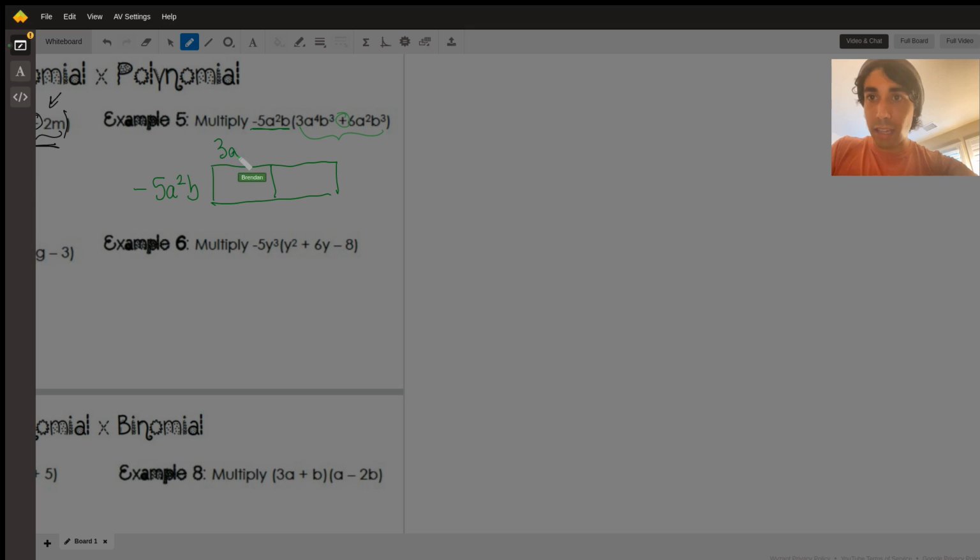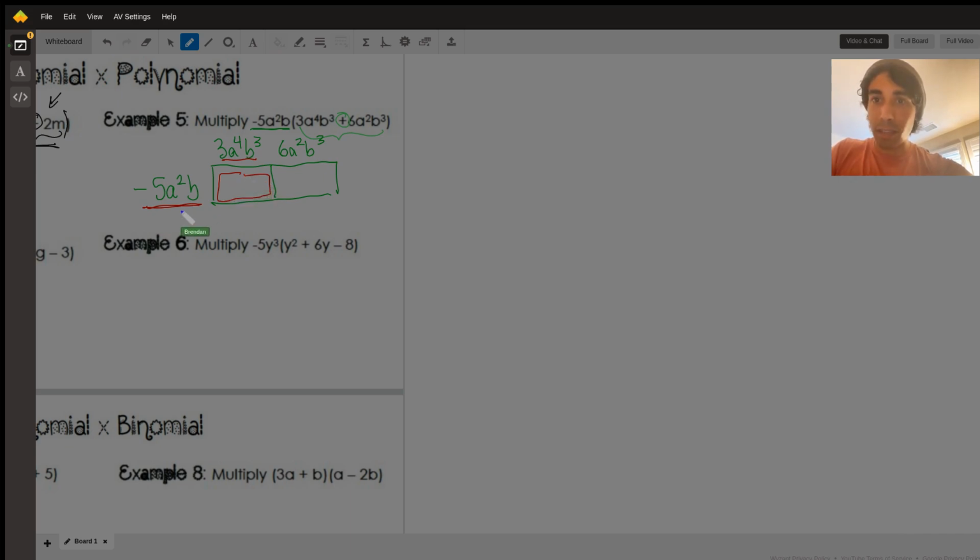So 3a to the 4th, b power 3, and 6a squared, b power 3. All right, and we're going to follow that same process. We'll multiply this by this and put it right here in this box.